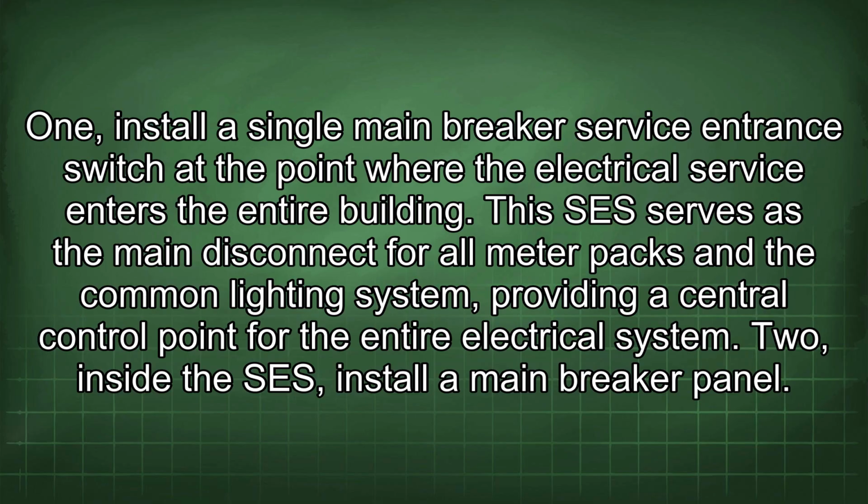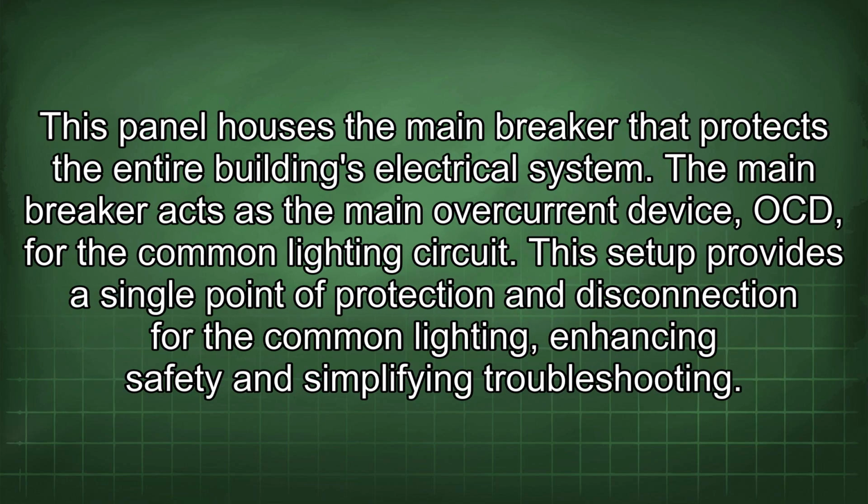2. Inside the SES, install a main breaker panel. This panel houses the main breaker that protects the entire building's electrical system. The main breaker acts as the main overcurrent device, OCPD, for the common lighting circuit. This setup provides a single point of protection and disconnection for the common lighting, enhancing safety and simplifying troubleshooting.